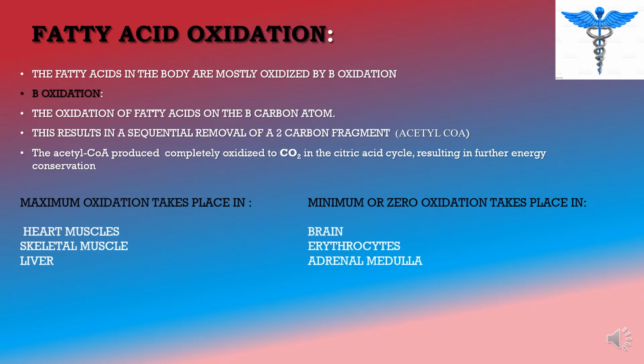Maximum oxidation takes place in different organs that are written. Minimum or zero oxidation takes place in the following organs that are written: heart muscles, skeletal muscle and liver. In these organs, the oxidation will be maximum, while in brain, erythrocytes and adrenal medulla, there will be minimum or zero fatty acid oxidation.